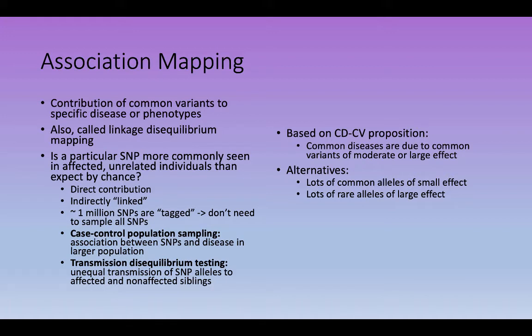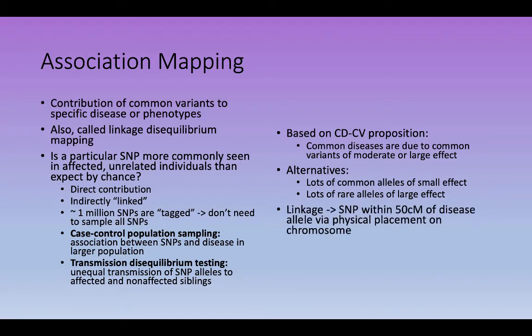Alternatively, there could be other outcomes, right? So we could be looking at a case where there's lots of common alleles of small effect, or there's lots of rare alleles of large effect. So there is more than one possible outcome, but these are other possible outcomes that we could be examining.